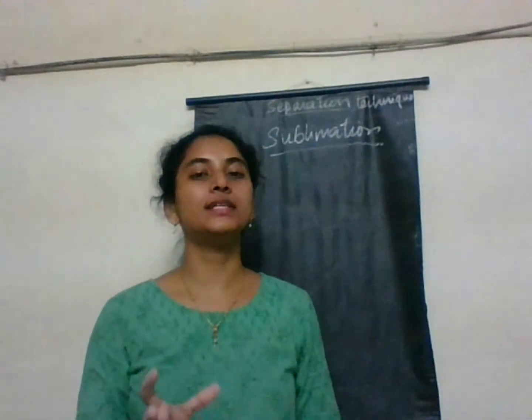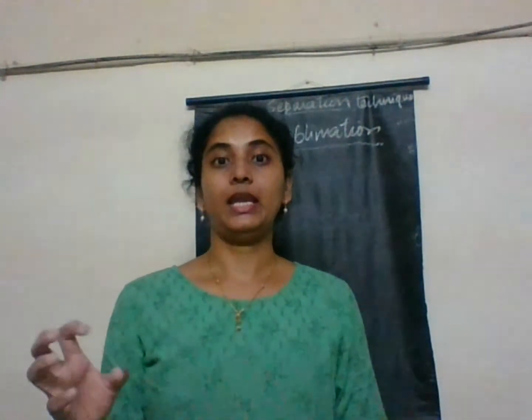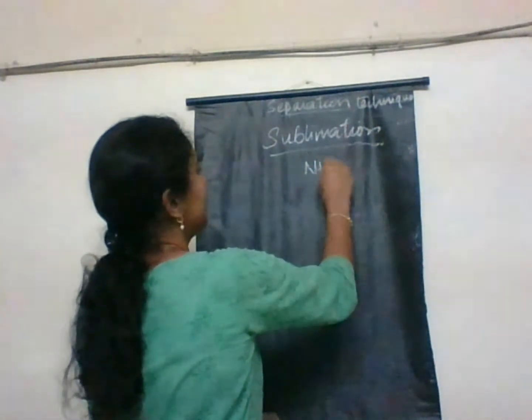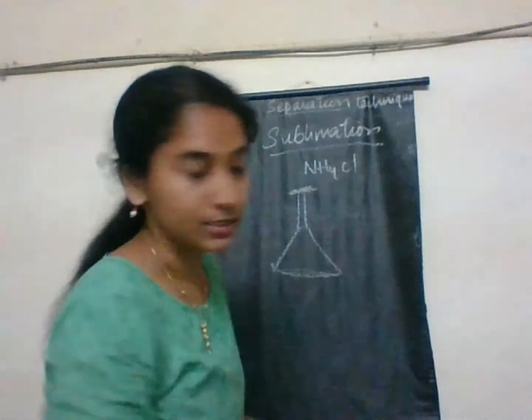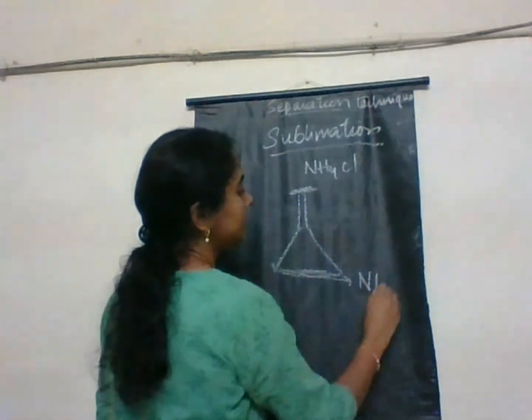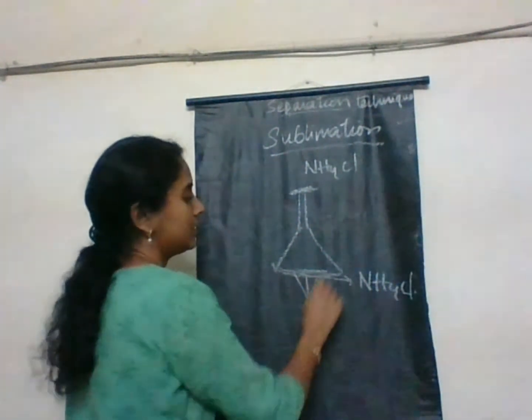The next technique is sublimation. Sublimation is the process in which a solid substance is directly converted into the gaseous or vapor state. So non-sublimable impurities can be separated from the sublimed vapor. For example, take a funnel, put a cotton plug in it, take NH4Cl, that is ammonium chloride, and start heating.